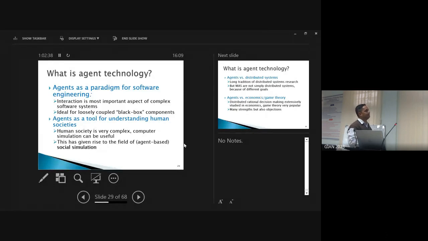So, agents as a paradigm for software engineering: interaction is the most important aspect in complex software systems, ideal for loosely coupled black box components. Agents as a tool for understanding human societies: human society is very complex, and computer simulation can be useful. This has given rise to the field of agent-based social simulation.